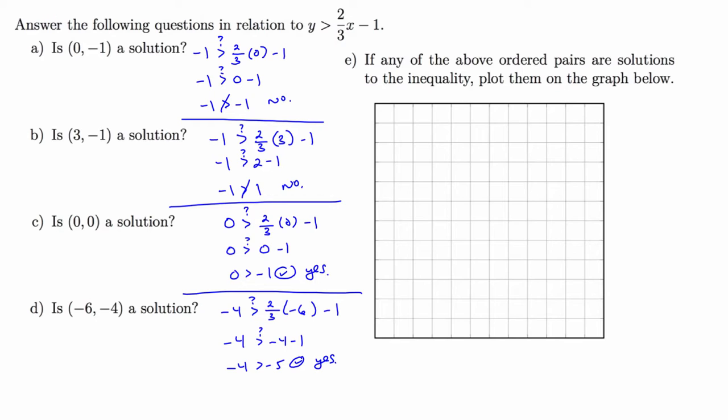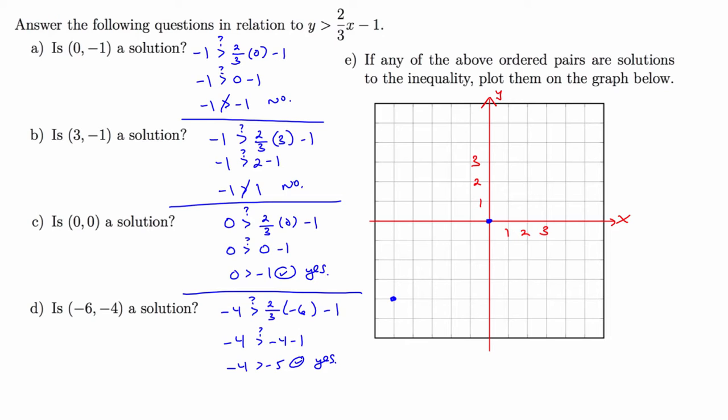For part E, we now need to plot any of these solutions from parts A through D on the graph. We'll start by setting up our axes. We'll be sure to draw the axes with a ruler, add the arrows on at least the positive ends, add the labels x and y, and a scale. In this case I used 1, 2, 3. Of the 4 points, only 2 of them were solutions, 0, 0, and negative 6, negative 4. The complication in this example is that we do have 2 solutions, but they are not necessarily on the line between the half of solutions and the half of non-solutions.